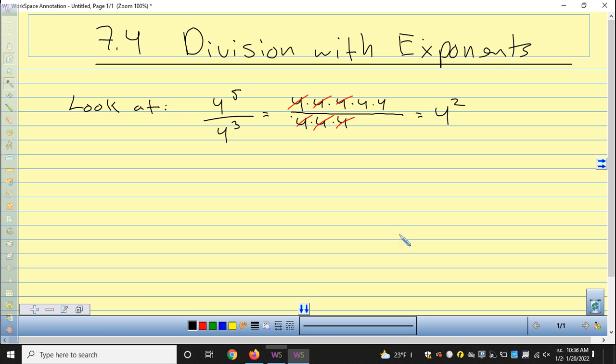Now let's look at another example. This time with variables, x to the 6th over x squared. Well, x to the 6th is x times x times x times x times x times x divided by x times x. We have the same thing going on here. So I can cancel this one with this one with this one. And we just end up with x multiplied by itself 4 times, which is x to the 4th.